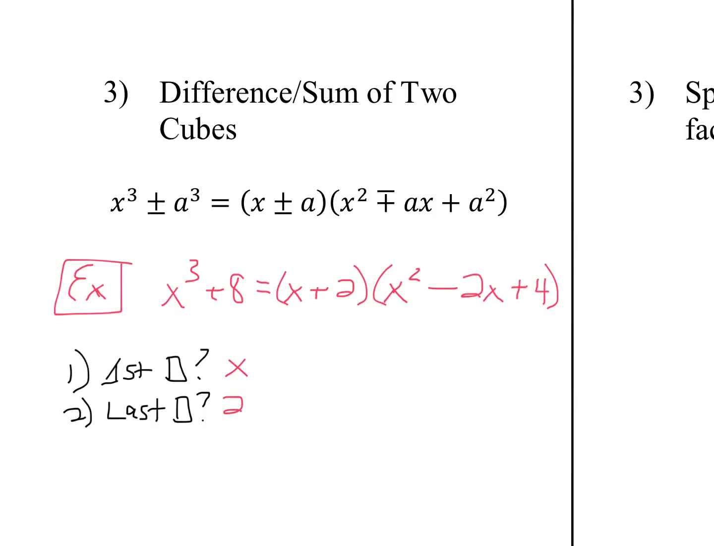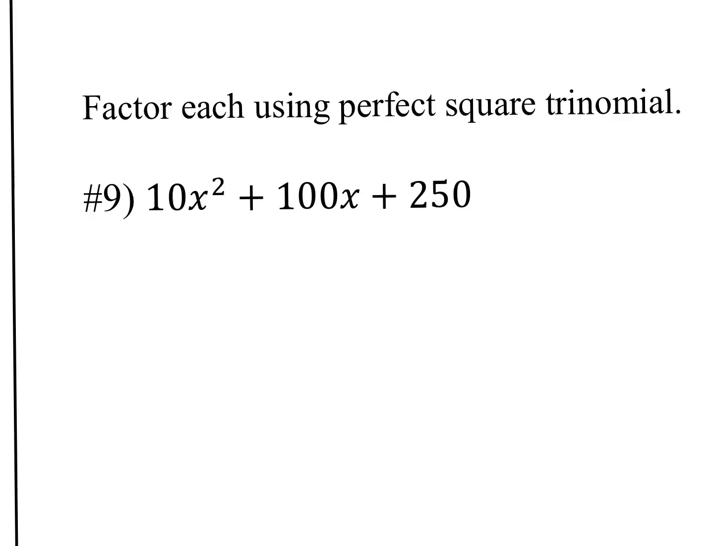Let's flip to the back and do a couple more. Not a perfect square trinomial, I misspoke. The sum of two cubes. So this is number 9 on the back, perfect square trinomial.